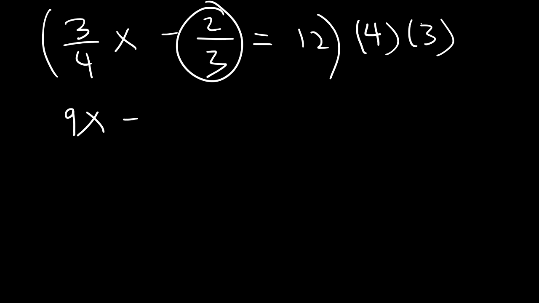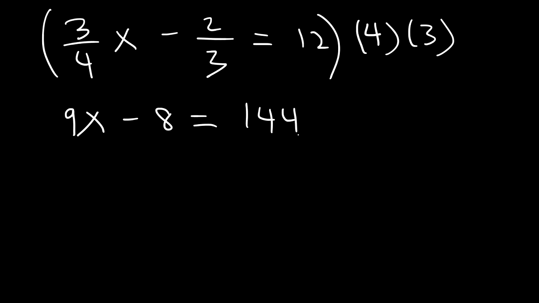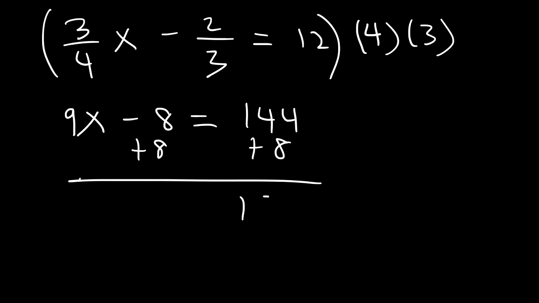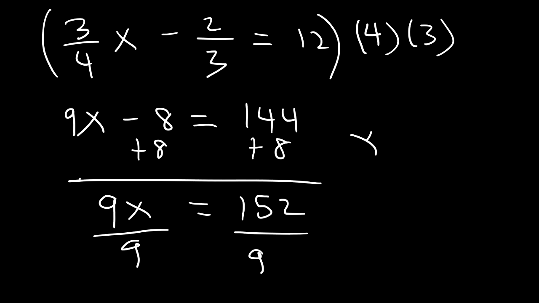Now, we need to multiply 2/3 by 12. So as you can see, the 3's will cancel, and we're left with 2 times 4, which is 8. And 12 times 12 is 144. Now we no longer have any fractions. So let's finish the problem. Let's add 8 to both sides. 144 plus 8 is 152. And then we could divide both sides by 9. So x is 152 divided by 9. Now let's turn this into a mixed number.